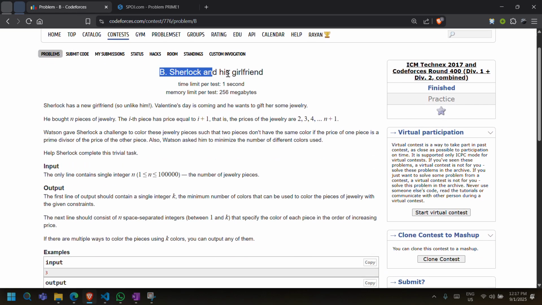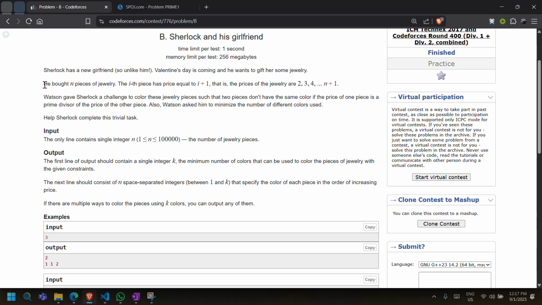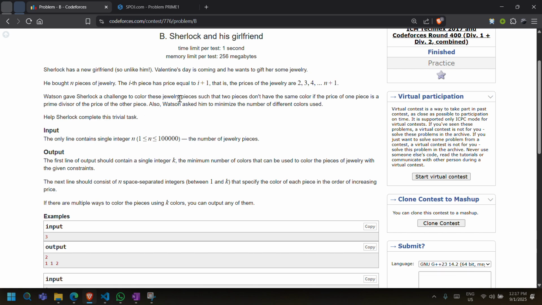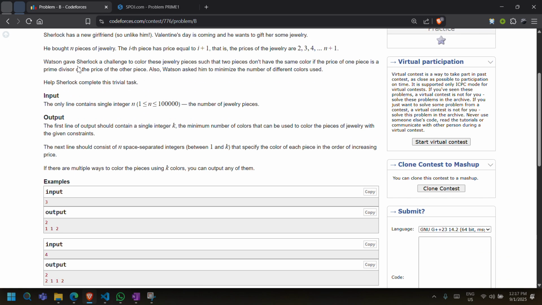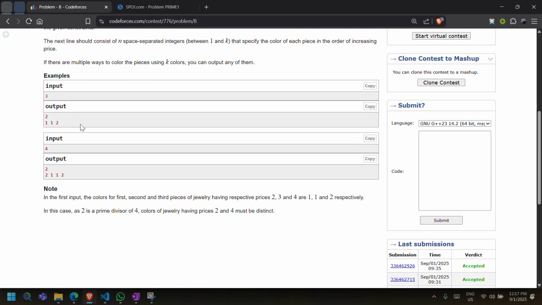Let's see this problem. This is a good one. In this, you are given n pieces of jewelry, and the ith piece has price equal to i plus 1. That is, the prices are 2, 3, 4, up to n plus 1. And you have to color these jewelry such that two pieces don't have the same color if the price of one piece is a prime divisor of the price of the other piece. And you have to minimize the number of different colors used.